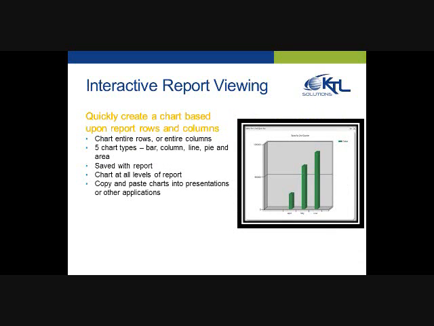The next thing we're going to go over is quickly creating a chart based upon selected rows and columns. You can very easily now, by selecting rows or columns, create 5 different types of charts. You can create a bar chart, a column chart, a line, a pie, and an area. You can save this with your report so that once your reports are generated and published, people can not only see the report, but they can also see the charts that you have embedded in the report. You can also use these for presentations and other applications as well.